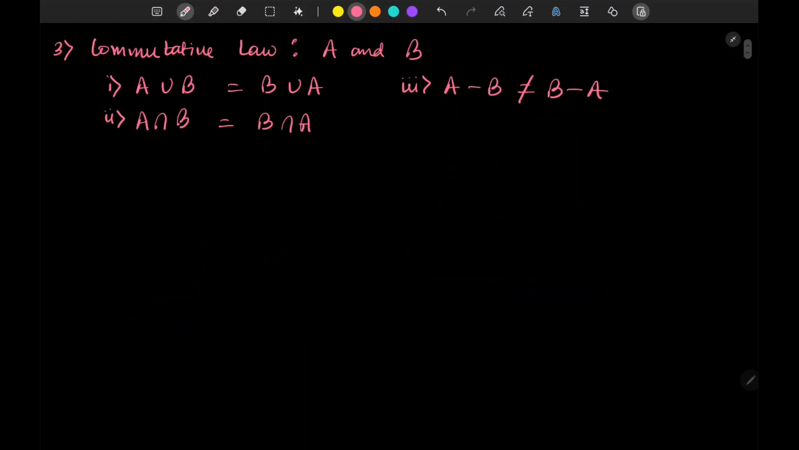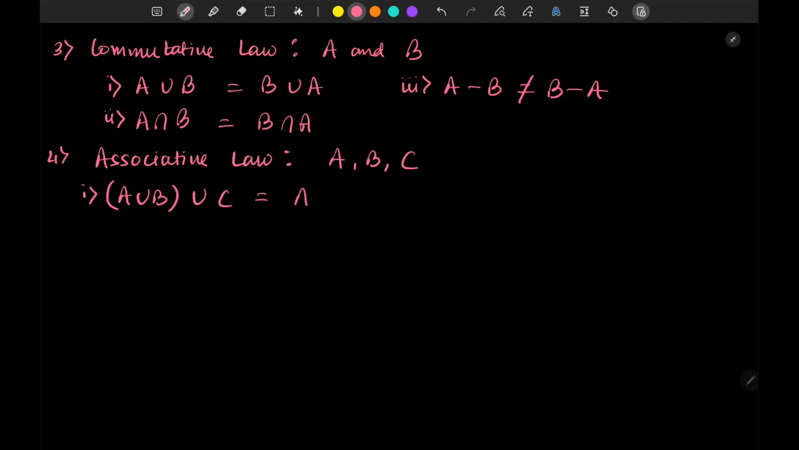The next law that we're going to learn about is the associative law. So for any three sets A, B, and C, the associative law states that (A union B) union C is equal to A union (B union C). This is the associative law for union of sets.